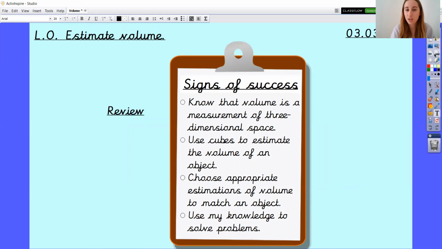Well done, Year 5. You are absolute superstars. And I just want you to take a moment to reflect on how you've gotten on today with estimating volume. Do you know that volume is a measurement of three-dimensional space? Were you able to use the cubes, the pictures of the cubes, to help you estimate the volume of an object? Were you able to choose roughly the right estimation of that kind of wardrobe and the different shapes? And were you able to use that knowledge to solve problems at the end there?